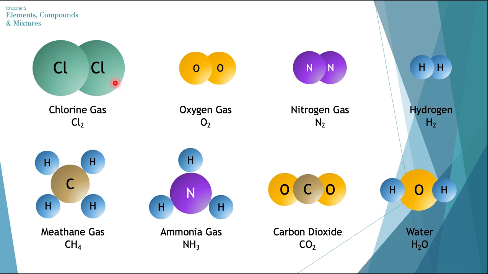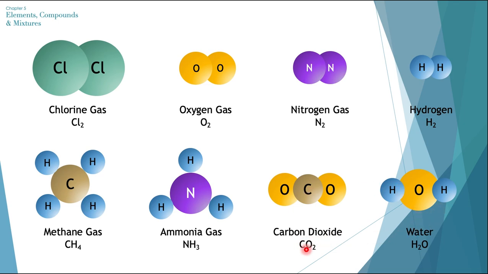Here we have chlorine gas, oxygen gas, nitrogen gas, and hydrogen. Then we have methane gas. This has a chemical formula of CH4, so it has one carbon atom and four hydrogen atoms. Here we have ammonia. This is NH3, one nitrogen atom and three hydrogen atoms. Carbon dioxide, CO2, and water, H2O.